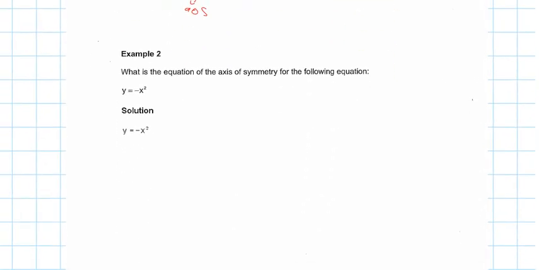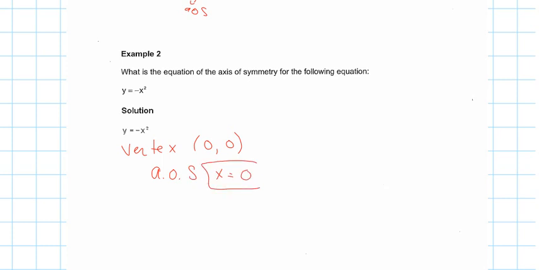Can you guys help me with this? Let's answer this question. What is the equation of the axis of symmetry for the following equation? So you do the vertex first. What's my vertex? (0, 0). Yeah. So the axis of symmetry is x equals 0.